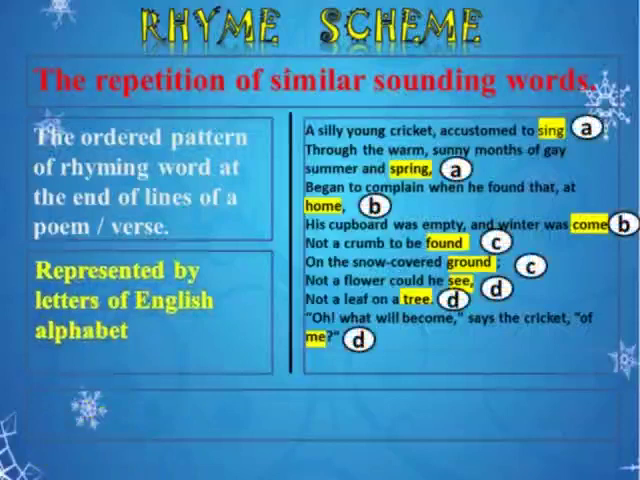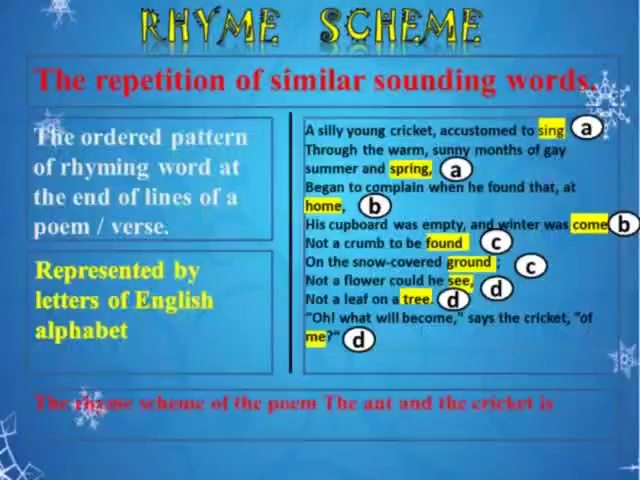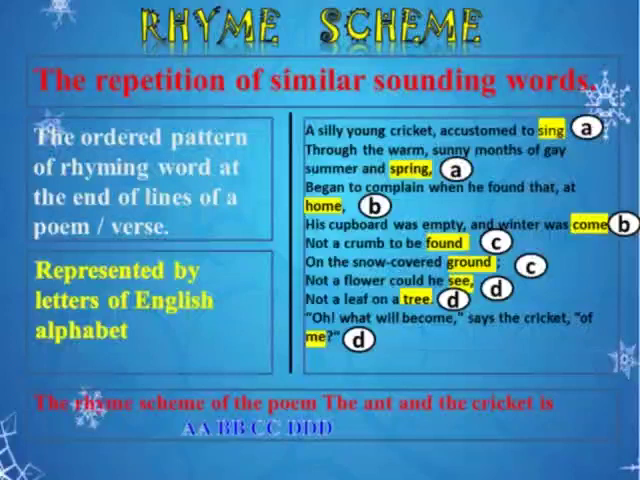Now this rhyme scheme is represented by the letters of the English alphabet. The rhyme scheme of the poem The Ant and the Cricket is, as you see, sing and spring have the same sound, so AA; home and come, same sound, so BB; found and ground have the same sound, so CC; and then see, tree and me, all three words have the same sound, so I've used DDD. So it is AA, BB, CC, DDD.